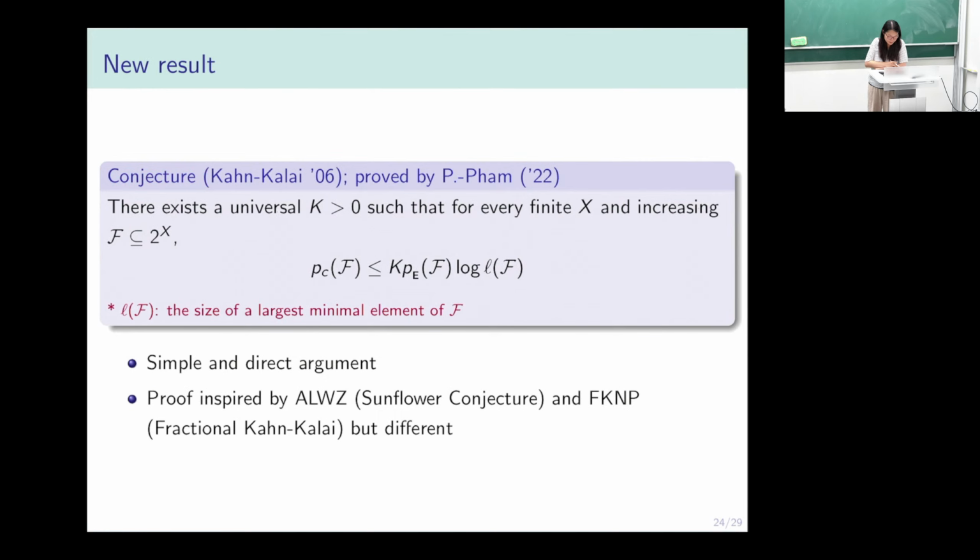So then our new result is this. This was a conjecture by Kahn and Kalai, and proved by myself and Huy Pham. We showed that there exists a universal constant K such that for every finite set X and increasing property F, the threshold is at most K times the expectation threshold times log of L of F, where L of F is the same as before. Our argument is simple and direct, and I'm going to introduce the proof tomorrow. Our proof is inspired by our previous work, the sunflower conjecture and fractional Kahn-Kalai, but our implementation is pretty different. And I'm going to try to introduce the difference tomorrow.